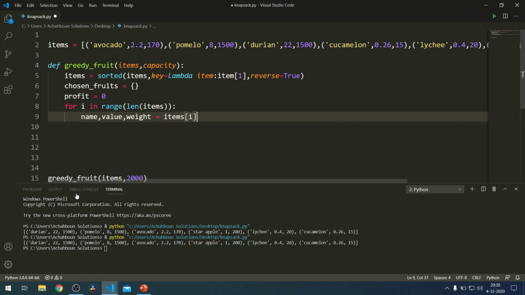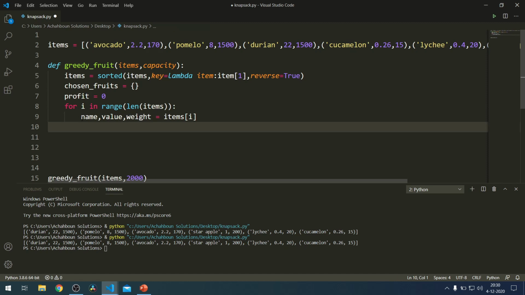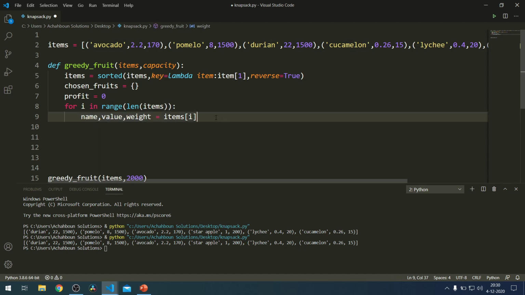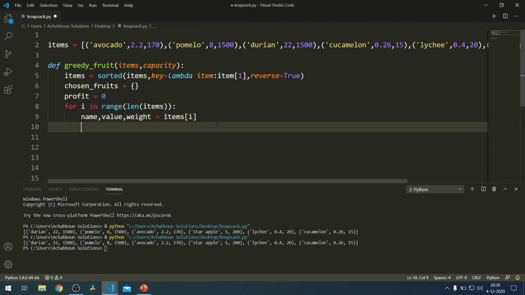And so basically what this does, if you're unfamiliar with the syntax, is if you look at this tuple right here, you can unpack this and it would just store the name of the item in the variable name, the value or the profit in the variable value, and the weight in the variable weight. And this makes it easier to follow the code I'll write next. So now let's face our first problem. How do we compute how much we should actually add of a specific piece of fruit?